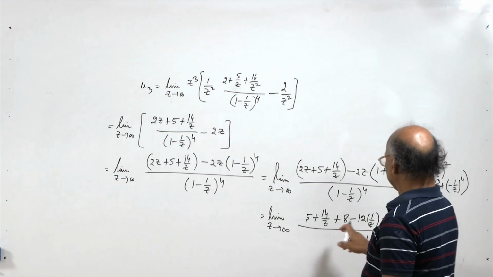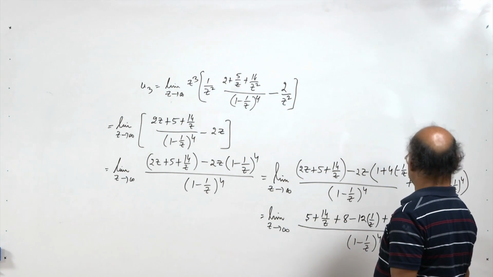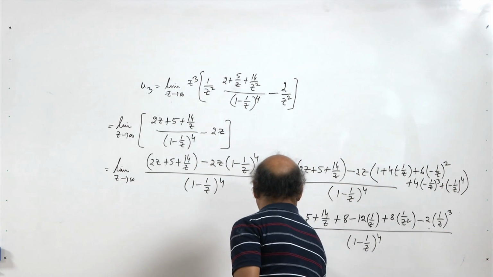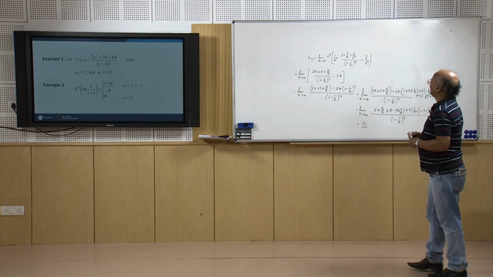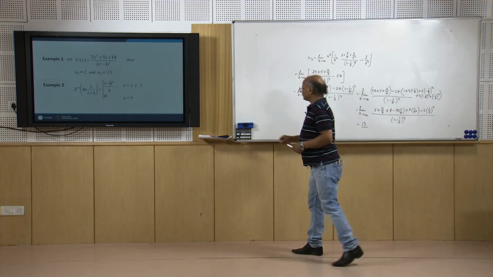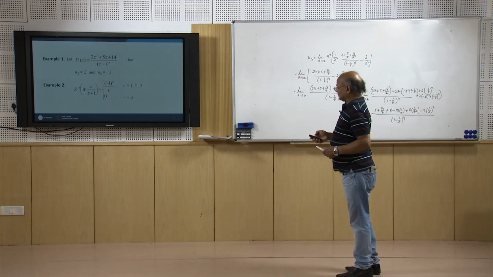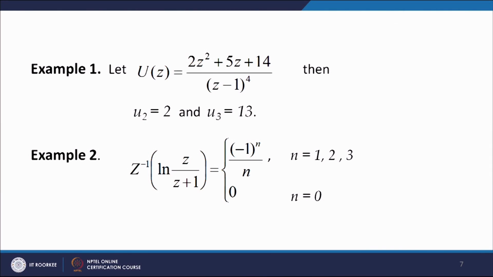So, when z goes to infinity, this goes to 0, this goes to 0, this goes to 0, and what we get is 13. So, this is equal to 13. So, this is how we get the value of u3. Now, this is example 1. In example 2, we have taken an example of inverse z transform.